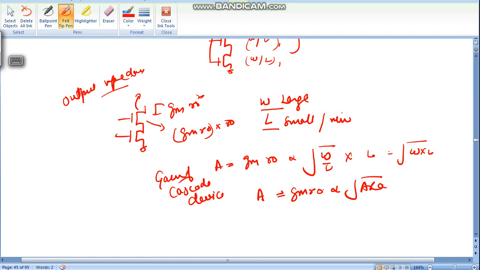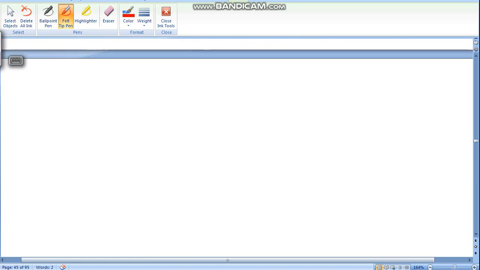Okay, so now what is the other possible way to generate this cascode voltage? There is one more way.